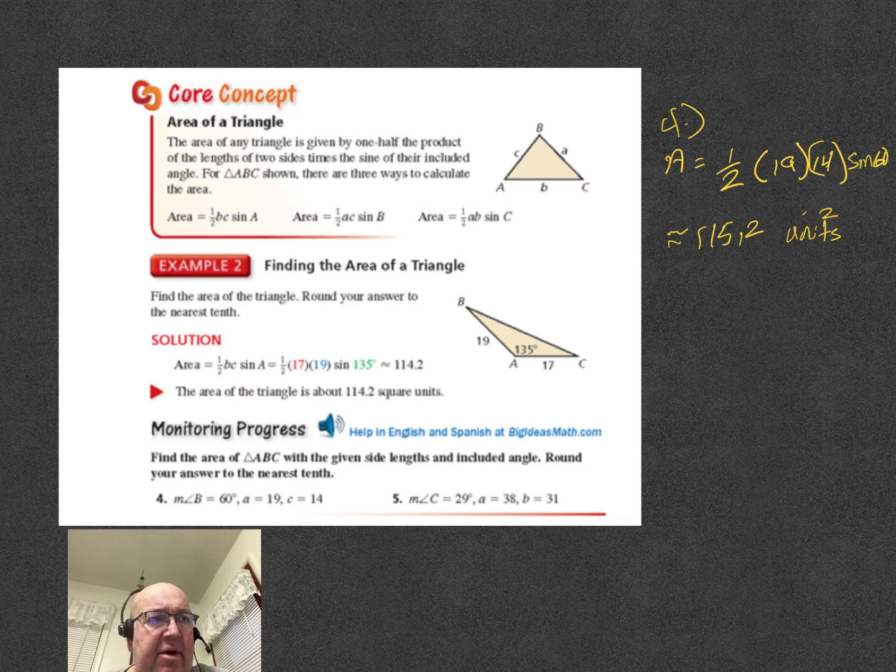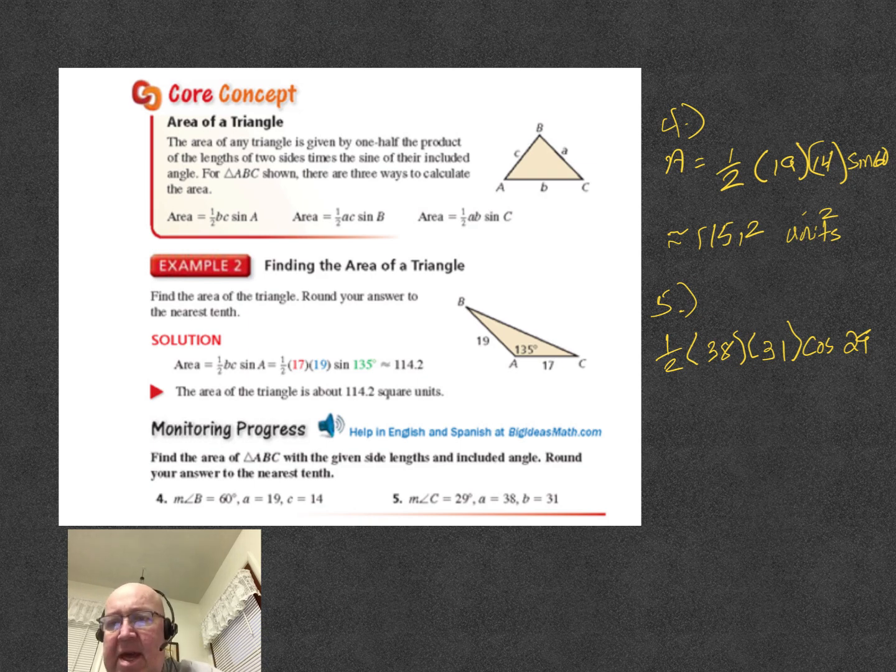Again, number 5, we're going to take the same formula. We're going to go 1/2 times the length of the sides, 38, times 31, times the cosine of 29 degrees, and we're going to get about 285.6 square units. Pretty simple on those. Next, we're going to move into the law of sines.